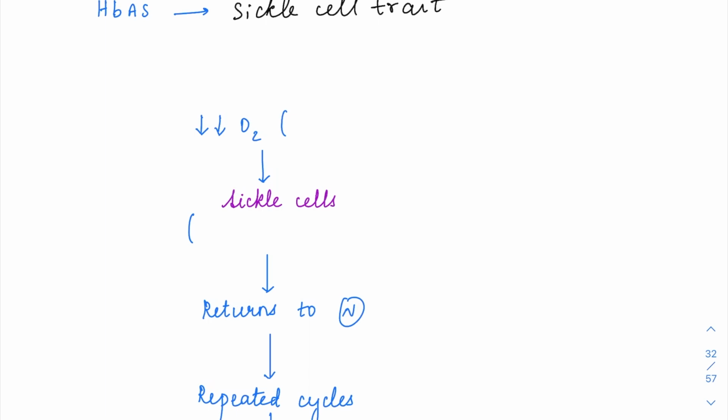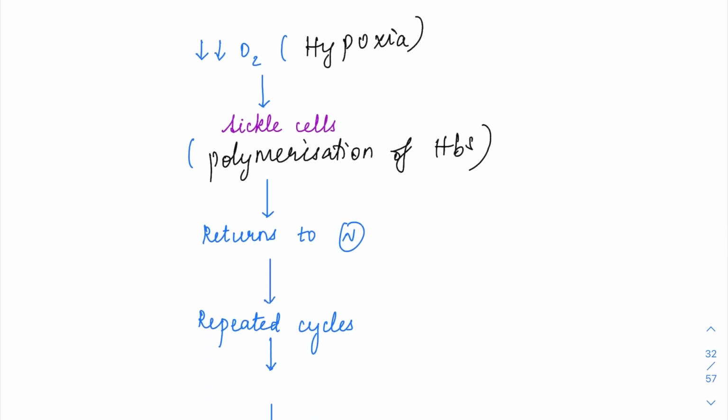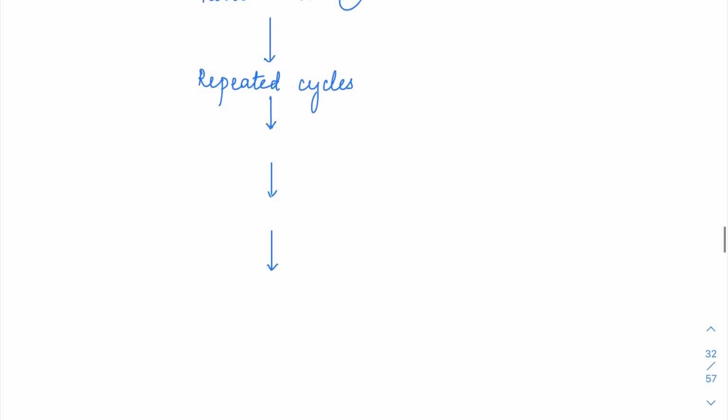In the pathogenesis of sickle cell anemia, whenever there is hypoxia, that is decreased oxygen, these RBCs are going to form sickle cells, because there is polymerization of HbS. Whenever HbS is there, it cannot tolerate hypoxia, so it undergoes polymerization, and this polymerization results in the formation of sickle cells. Once the hypoxia is relieved, it goes back to the normal RBC shape. So this cycle comes back and forth: normal, then sickling, then normal, then sickling again. Repeated cycles finally cause irreversible sickling.